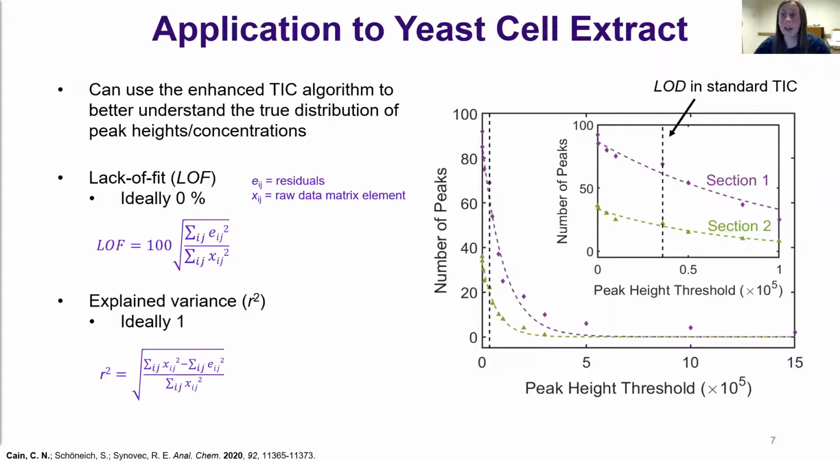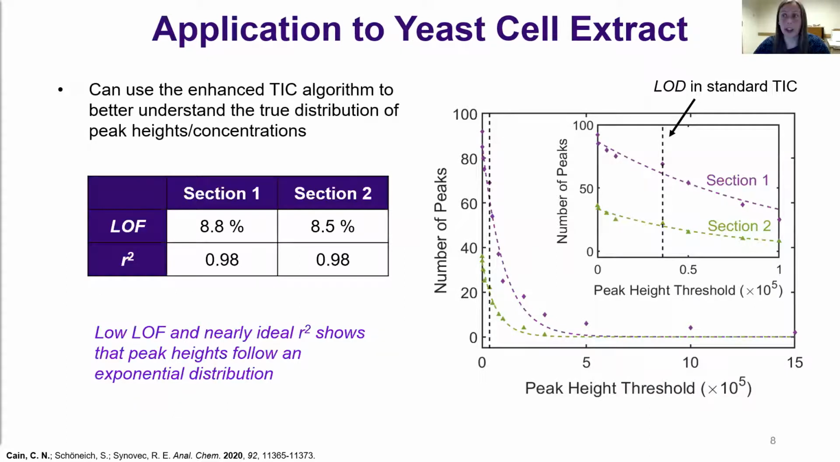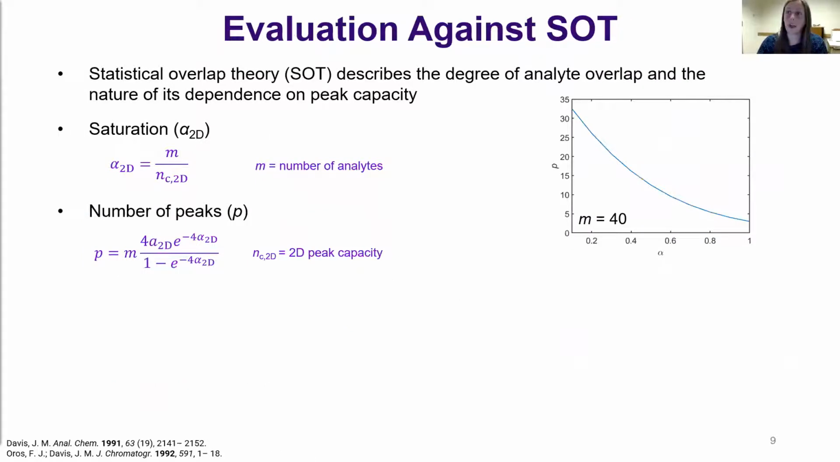We can describe how well the exponential distribution fits the data using either a lack of fit metric, which should ideally be close to 0, or an explained variance, R-squared metric, which should ideally be close to 1. For the two sections of our chromatogram, we see lack of fits less than 10% and nearly ideal R-squareds, showing that the peak heights in this complex mixture do follow an exponential distribution. Something else that we wanted to do with our enhanced TIC algorithm was evaluate it against statistical overlap theory, or SOT.